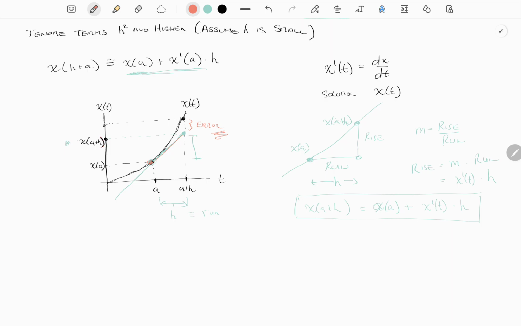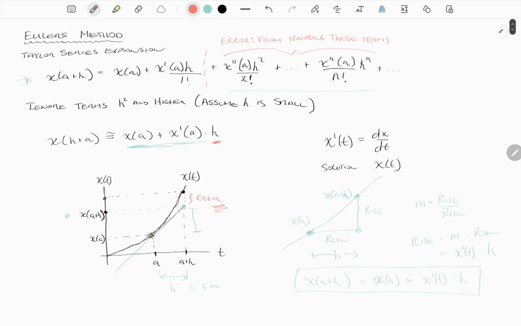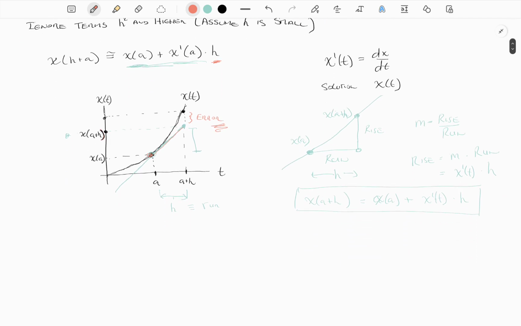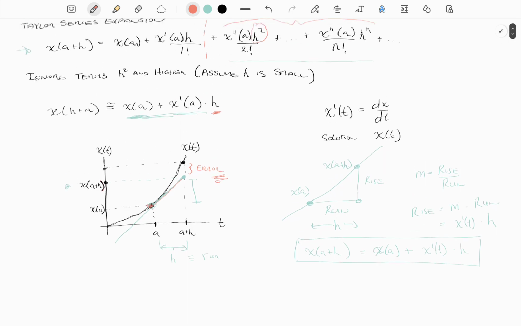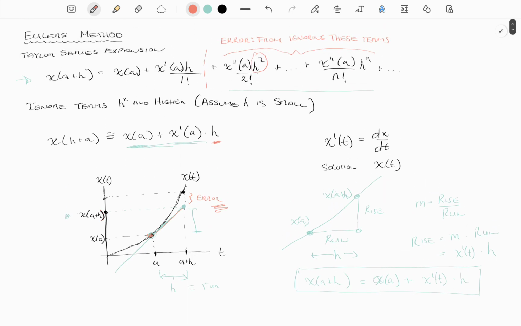All right, so now we understand some of the limitations. If the step size is small, then you see the error terms, h squared, h cubed, etc., become smaller and smaller, because when you cube or square a small number, that number becomes even smaller. So choosing a small step size when using this technique is very important.